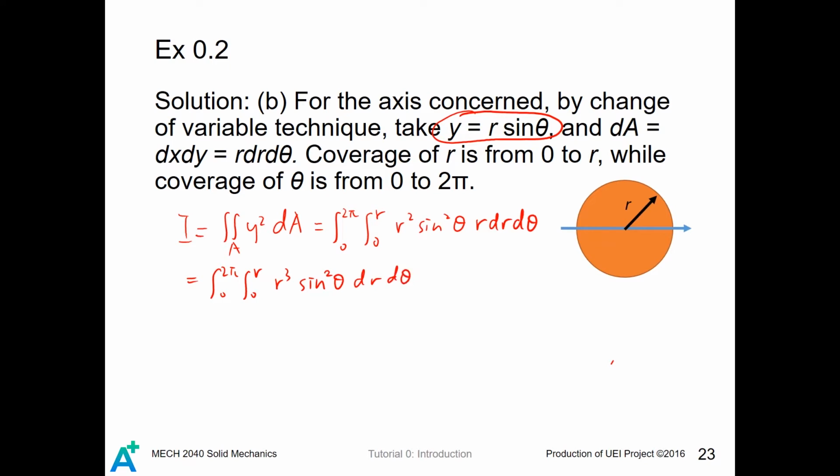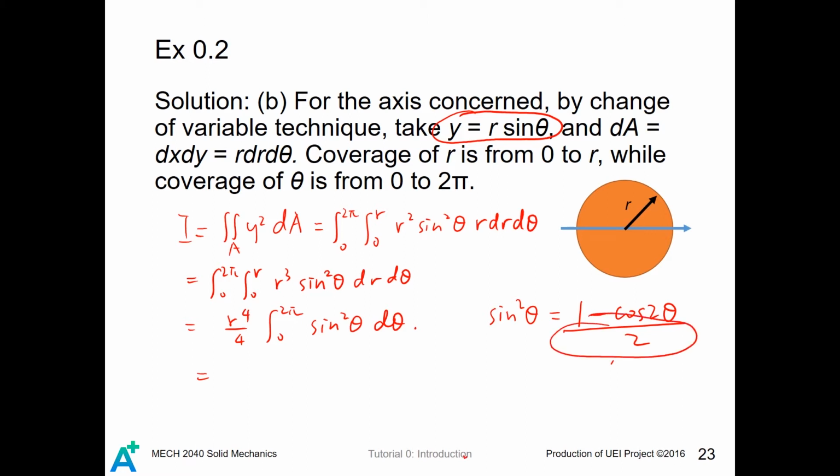It would become r to the power 4 divided by 4, integral from 0 to 2 pi of sine squared theta d theta. And we know that sine squared theta equals 1 minus cosine 2 theta, divided by 2. Therefore, we take out the divide by 2 first, then the outside will become r to the power 4 divided by 8. The inner part will become the integral of 1 minus cosine 2 theta d theta.